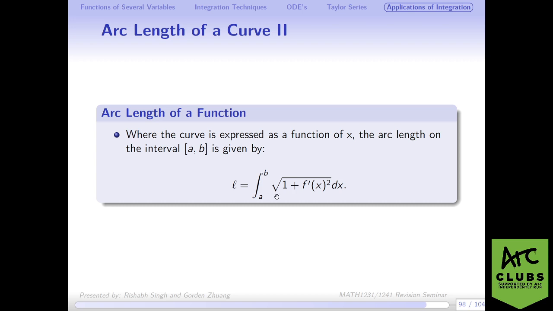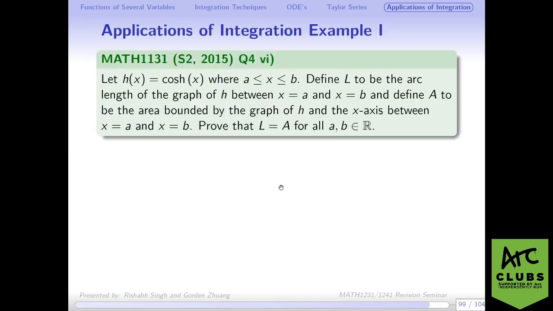So in function form, the formula looks like this. In this example, we have the function cosh of x between a and b, and we let L be the arc length and A be the area. The question asks to prove that the arc length of cosh between a and b is equal to the area under the curve from a to b, which is an interesting property.